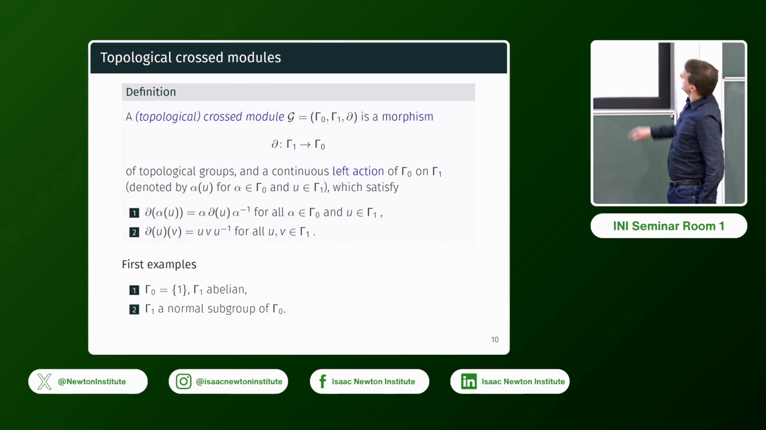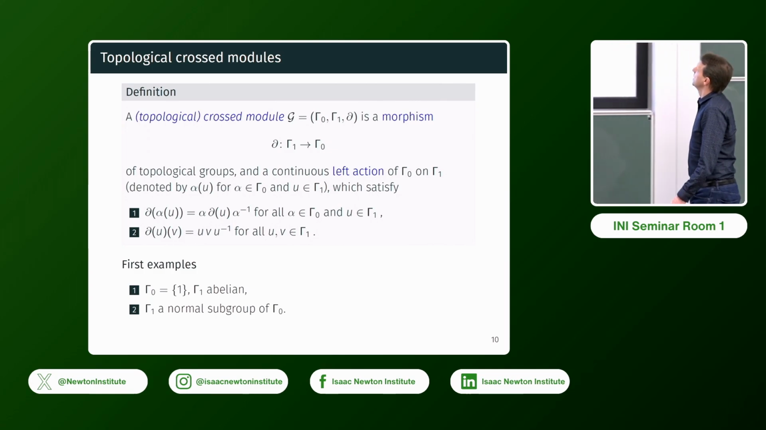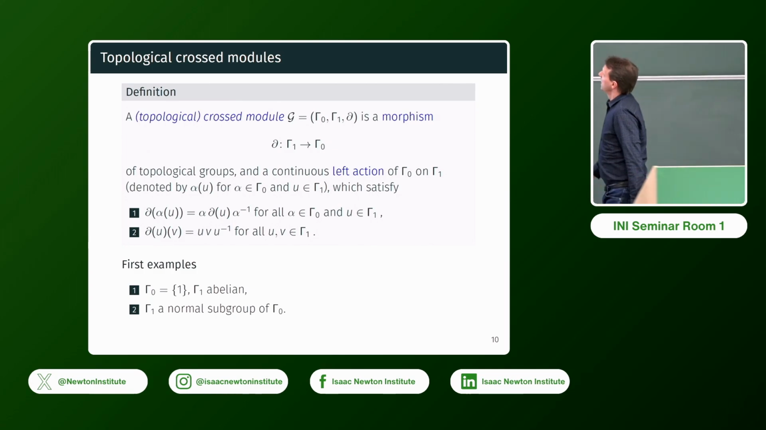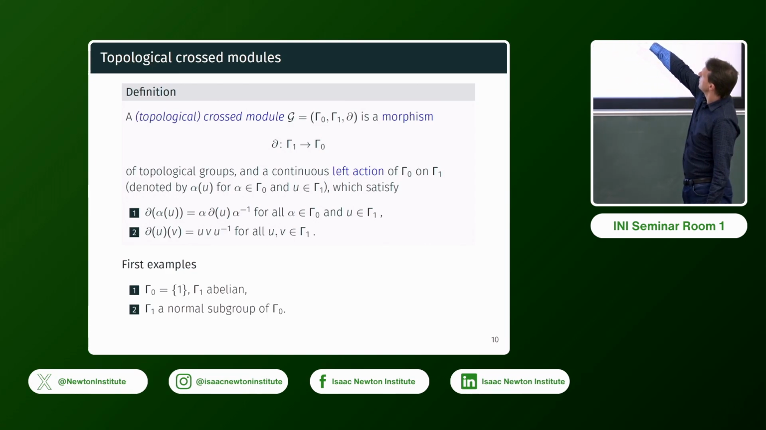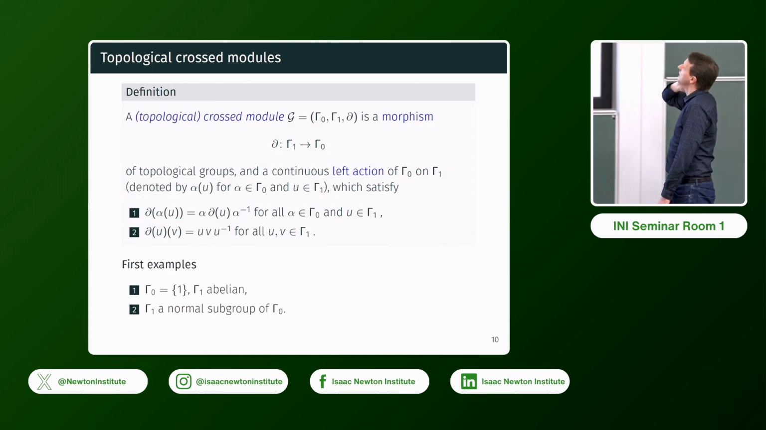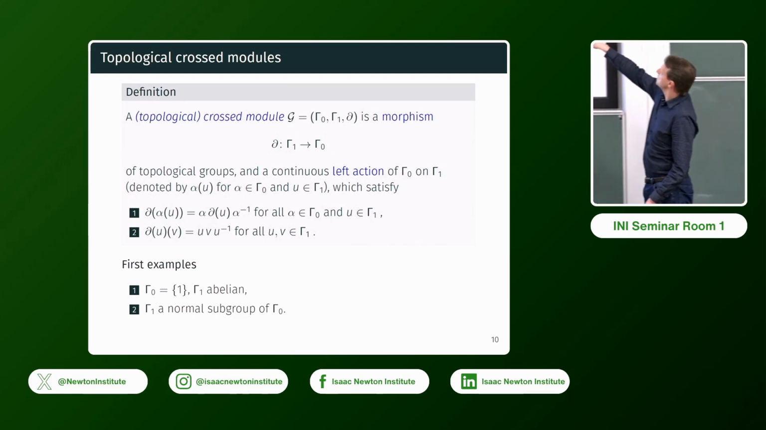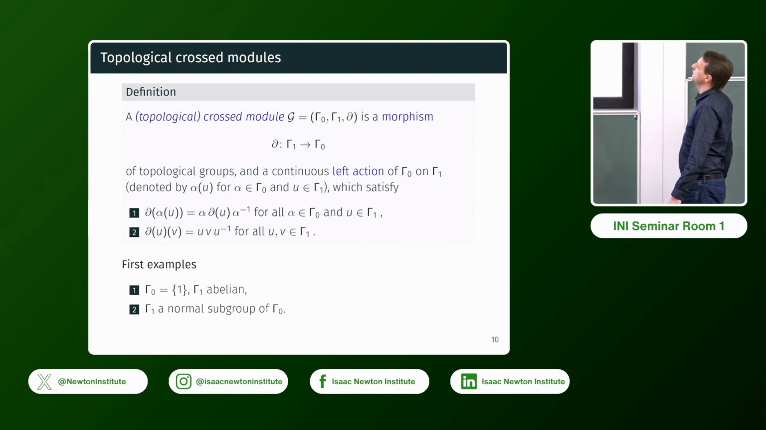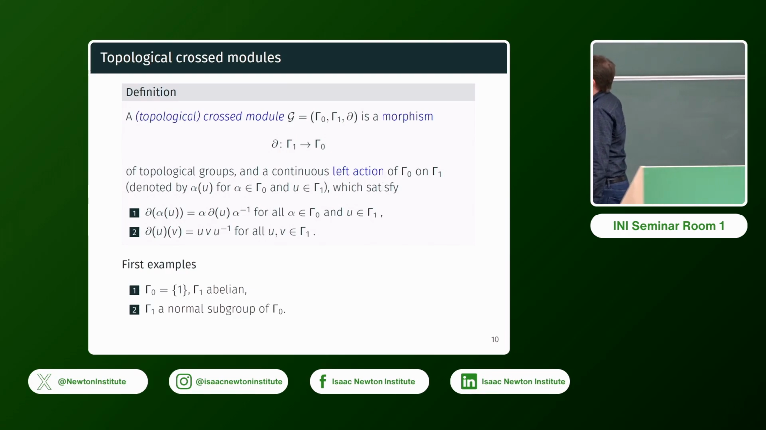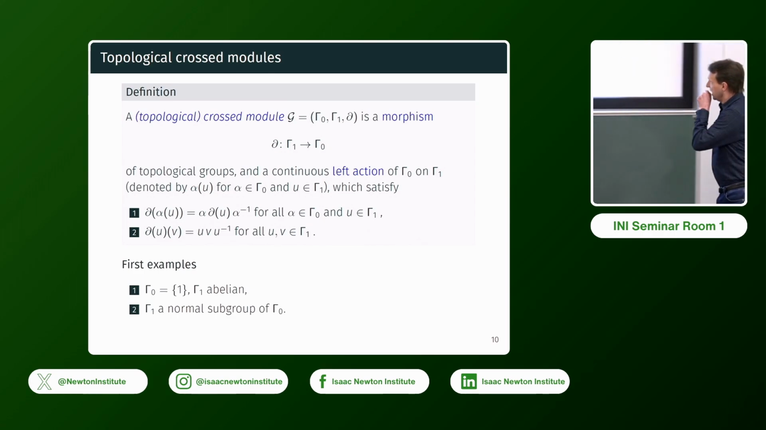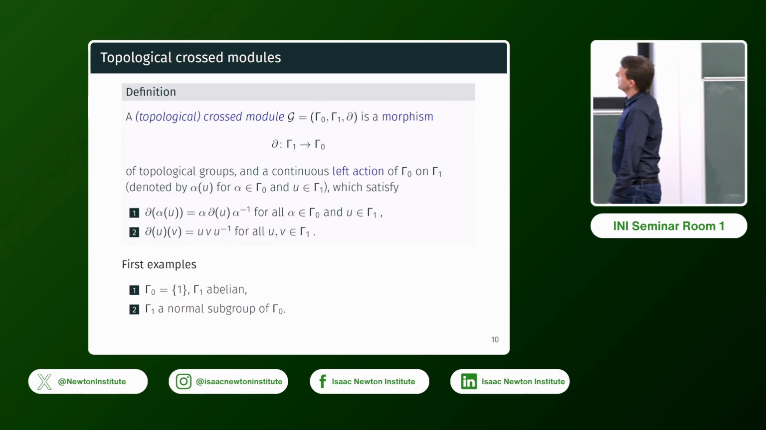So a crossed module is a triple like this. You have two topological groups, gamma 0 and gamma 1, and a continuous group homomorphism delta from gamma 1 to gamma 0. And then there's a thing that I never write down, but it's there. So I have a left action of gamma 0 on gamma 1, so I will denote the elements in gamma 0 suggestively by alphas. The elements in gamma 1 will be u's and v's. And then I have the following two conditions.